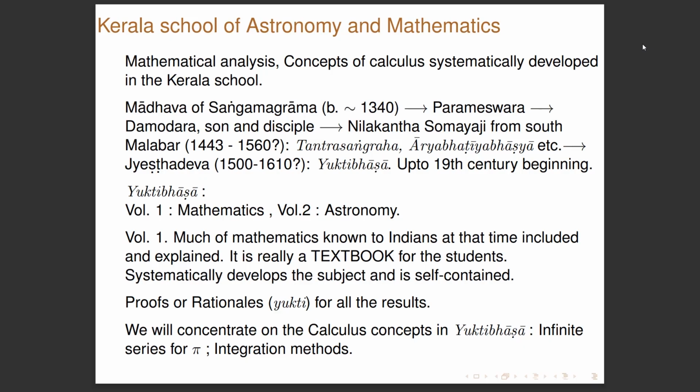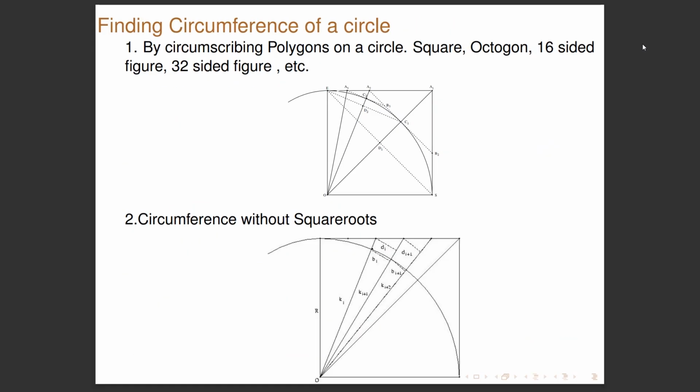So its proofs are rationales. Yukti means proofs or rationales for all the results. So we'll concentrate on calculus concepts in Yukti Bhasha, basically the infinite series for pi, and if time permits, some integration methods. So first they start with Yukti Bhasha, around 1530. It is supposed to be a commentary on Tantrasangraha, which is exactly 1500.